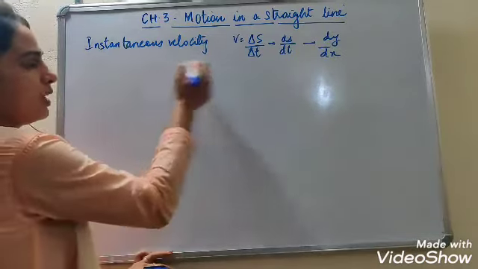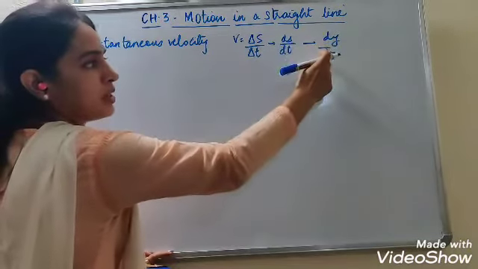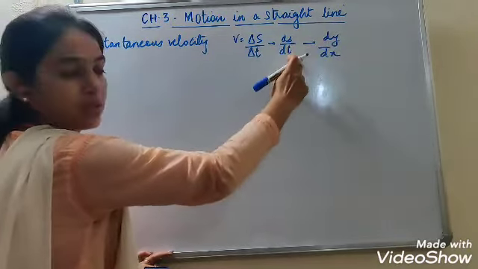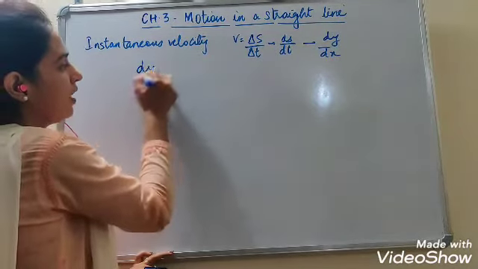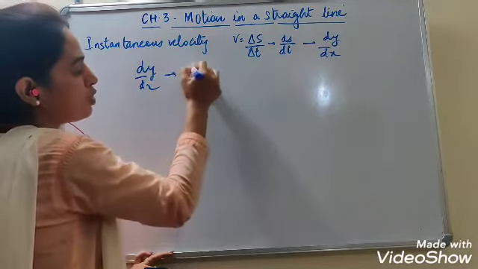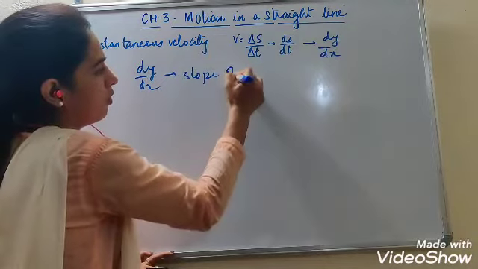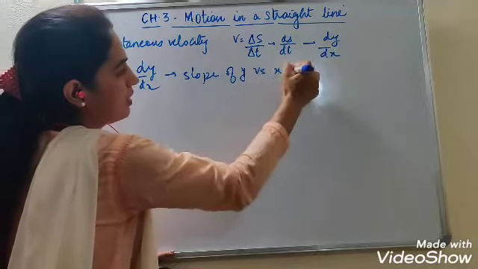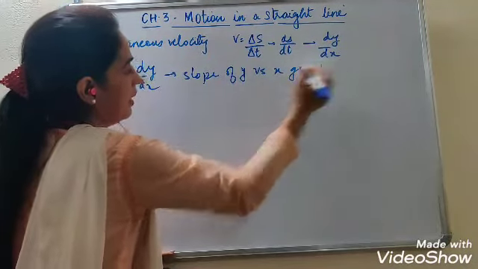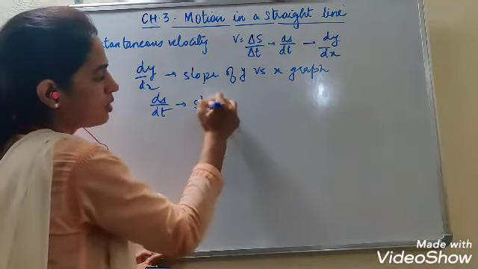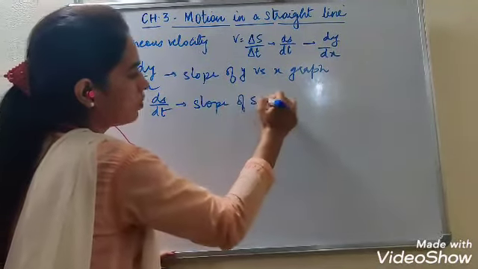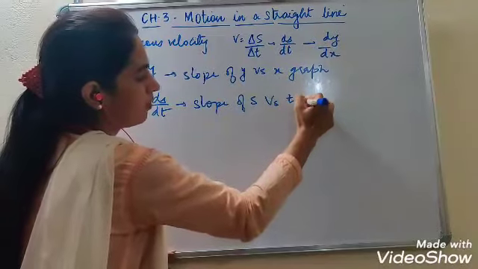So instantaneous velocity is a graph of s versus t. If dy by dx is the slope of the y versus x graph, then ds by dt will be what? The slope of the s versus t graph.